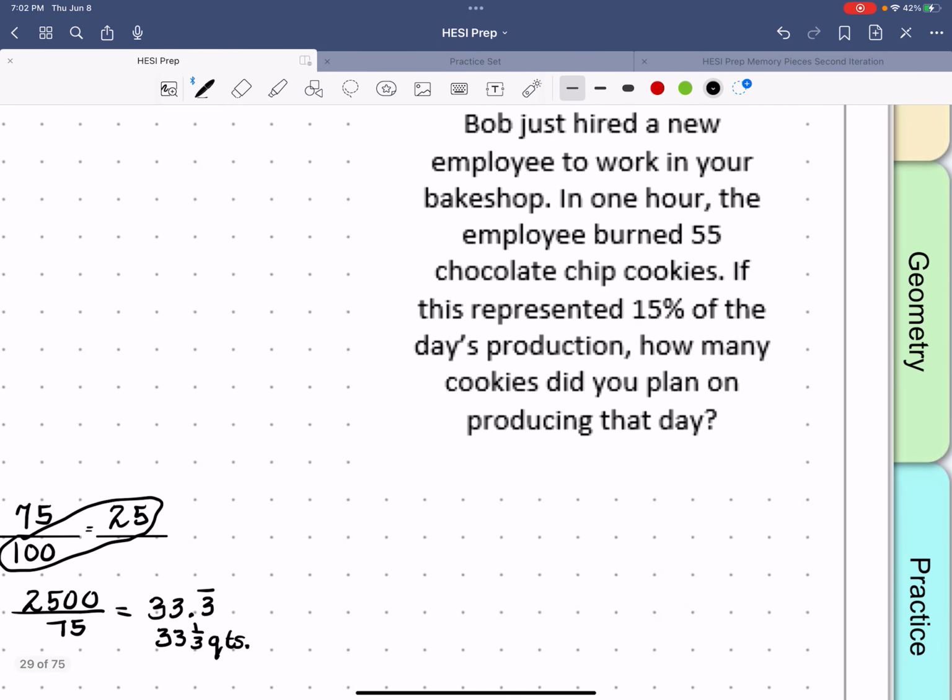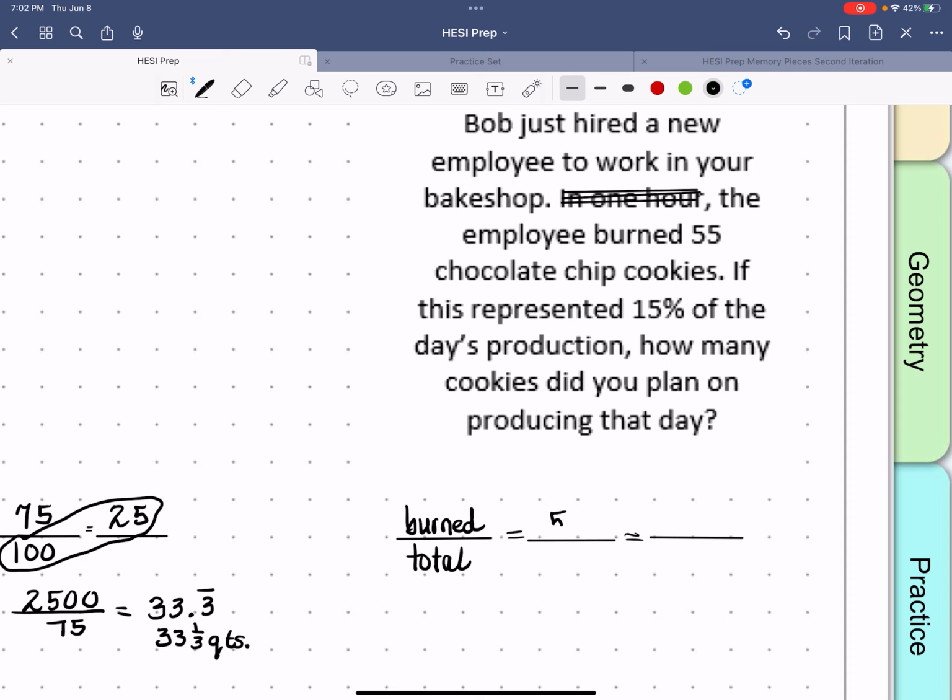So we do have a distractor. This is bad. In 1 hour, they burned up 55 cookies, or 15% of your production. I don't know how that employee is going to work out. The 1 hour is a distractor. It will not factor into this problem. We are looking at the number of cookies burned out of the total for the day.